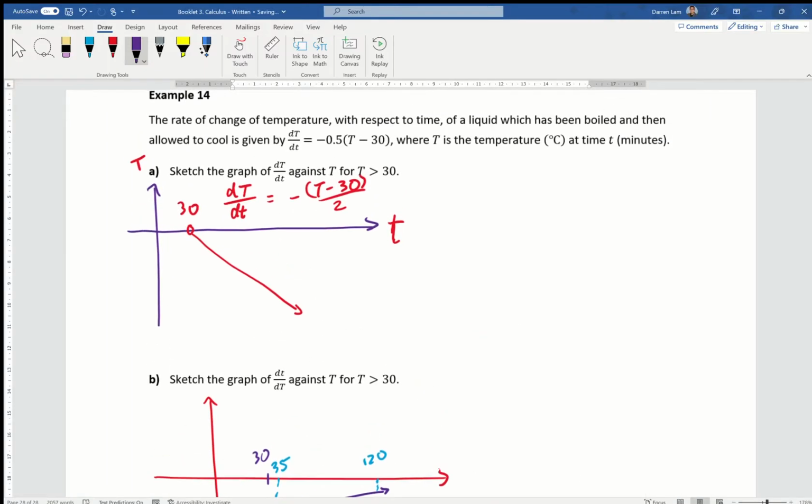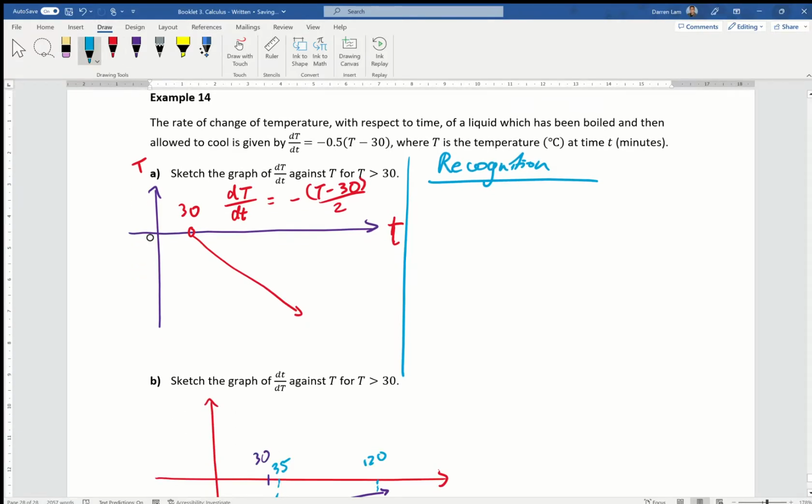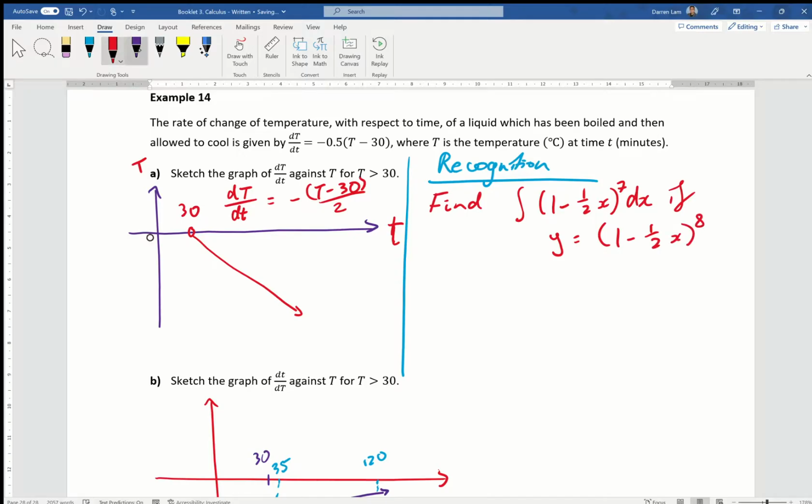Okay, so I'd like you to copy this into your notebook, thank you. We are going to start with a new component. It's called integration by recognition. I'll write the question out, and then we'll solve it together. That's the question. Find the antiderivative of 1 minus half x to the power 7 dx if y equals 1 minus half x to the power 8. No calculator question.